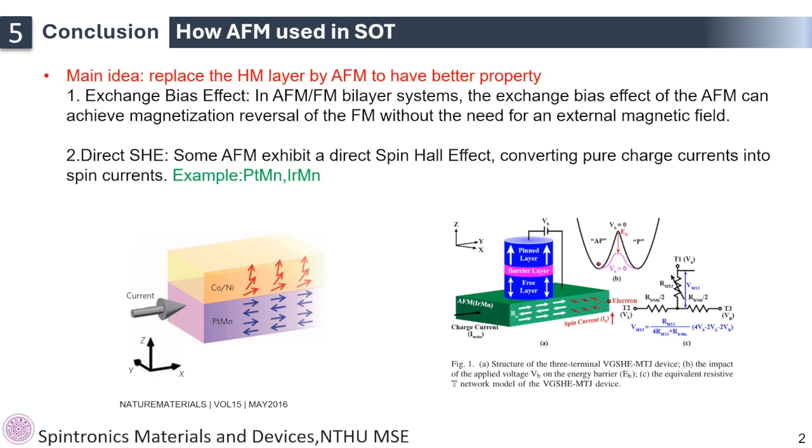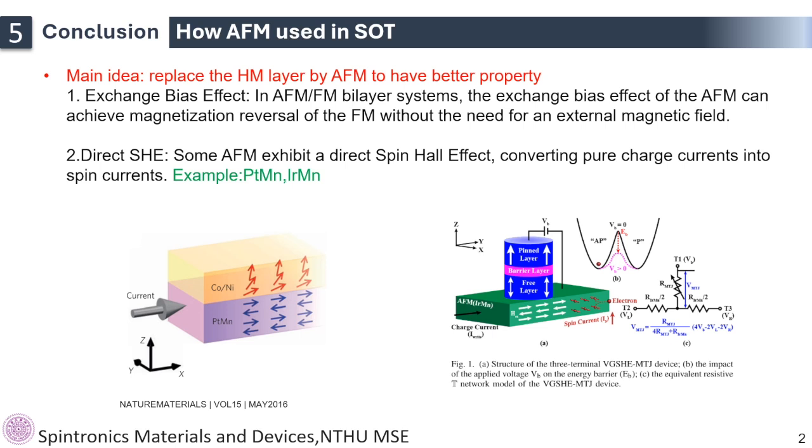This exchange bias effect of the AFM can achieve magnetization reversal of the ferromagnet layer without the need for an external magnetic field. This means that AFM can exert an internal effective field on FM, which is required for SOT and is difficult with heavy metal.